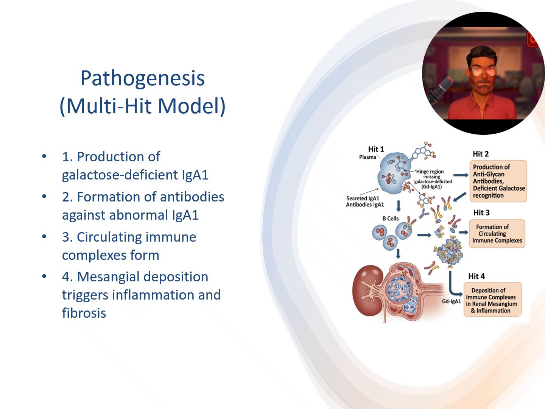For our purposes, galactose-deficient IgA1 is produced. The body then forms antibodies against the abnormal IgA1, leading to circulating immune complexes that are deposited in the mesangium, which trigger inflammation and fibrosis.